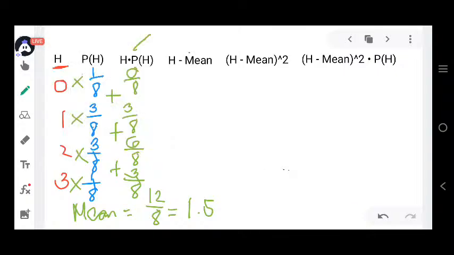And the next column, we subtract the mean from the random variable. You may feel free to use your calculator. So 0 minus 1.5 is negative 1.5. 1 minus 1.5 is negative 0.5, and 2 minus 1.5 is 0.5, and 3 minus 1.5 is 1.5.